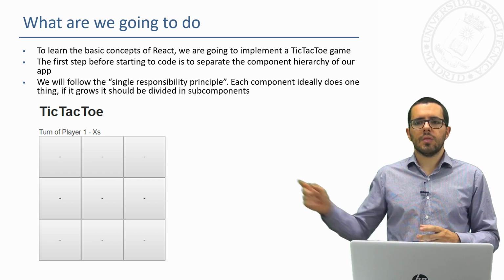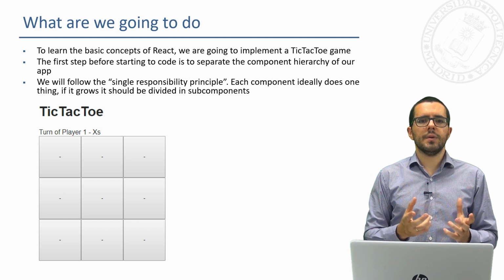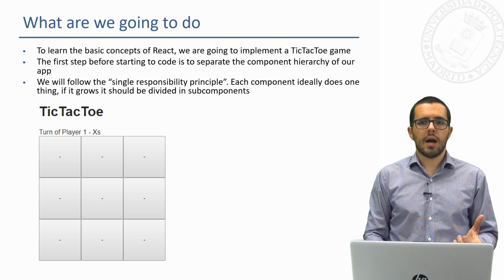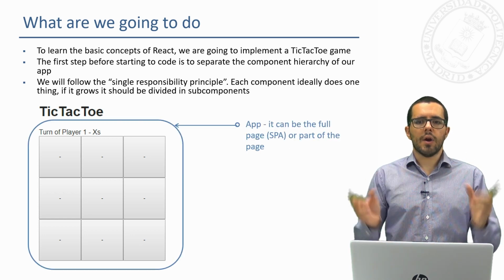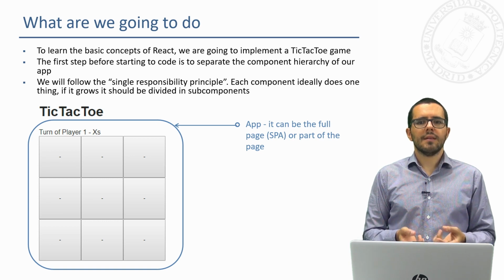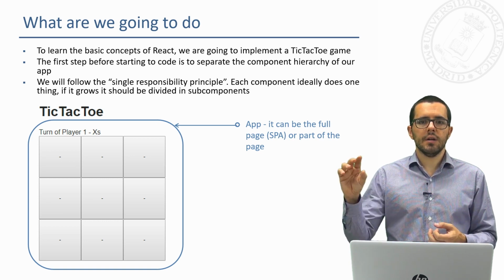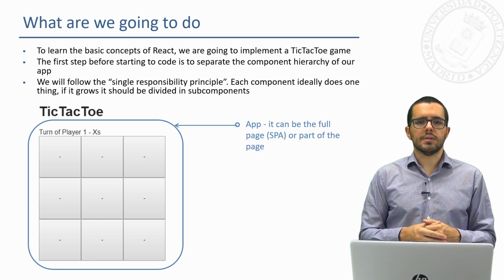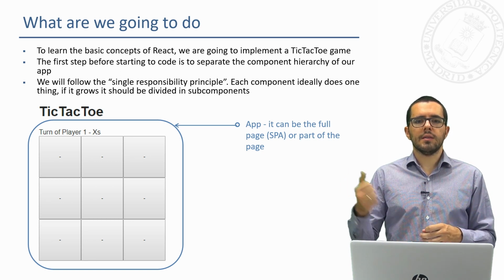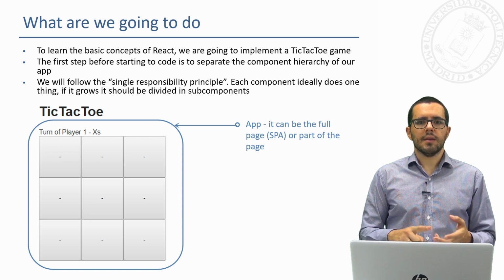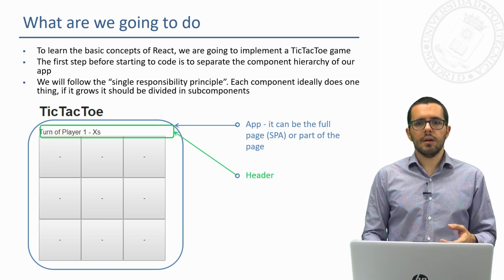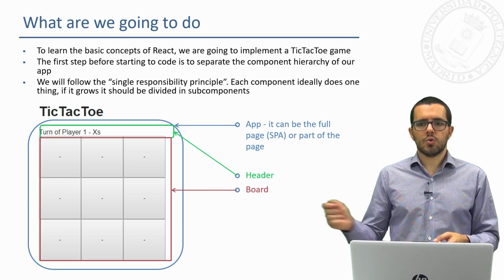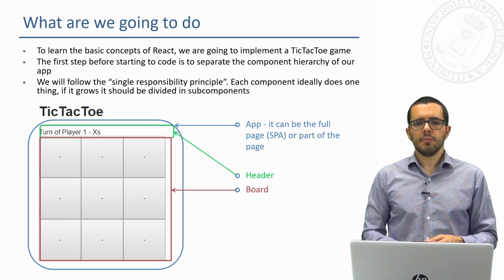So if we start with our interface, the first thing will be to have an application, that is our whole game. And what do we have inside? We have a header and then the board. Let's divide those also into components. Why? Because the header will indicate the player and the board will have the different cells. Well, the header and the board, two different components.